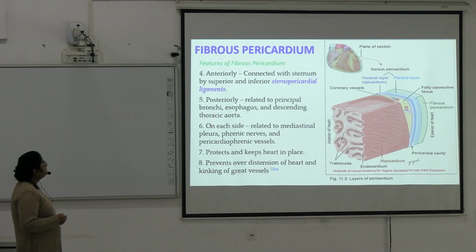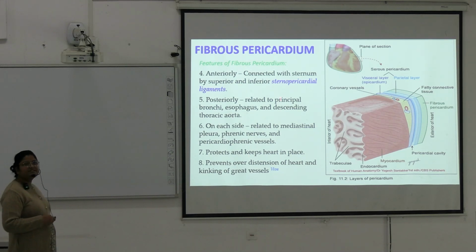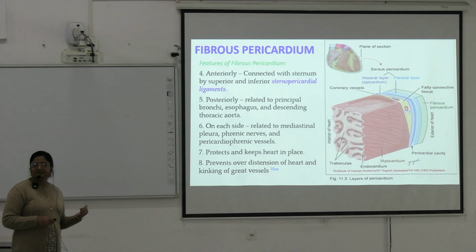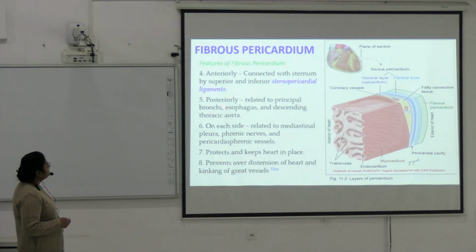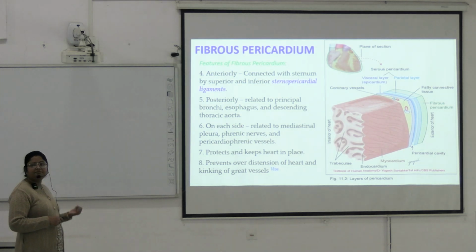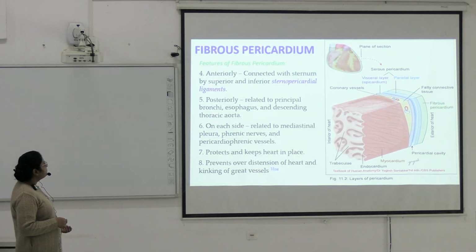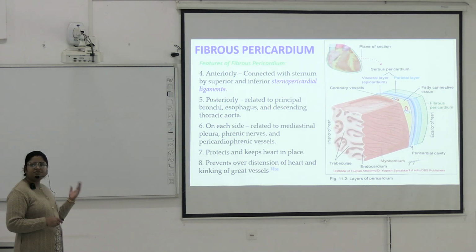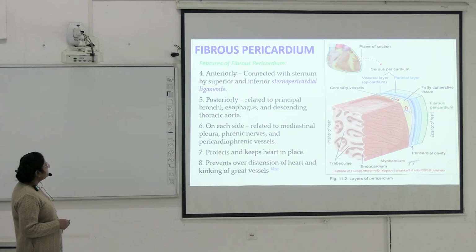Now, these are the relations of the fibrous pericardium. Anteriorly, it is connected with the sternum by the superior and inferior sternopericardial ligaments. These are contents of the anterior mediastinum. You have read. And posteriorly, it is related to the principal bronchi, that means right and left bronchi for two lungs, esophagus and descending thoracic aorta. These are parts of the posterior mediastinum. So these are related posterior to the fibrous pericardium.